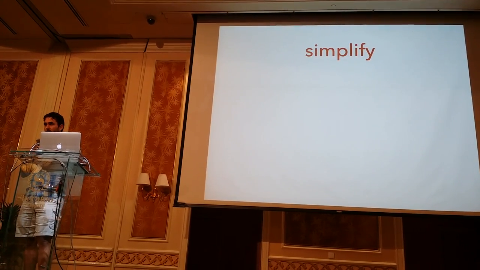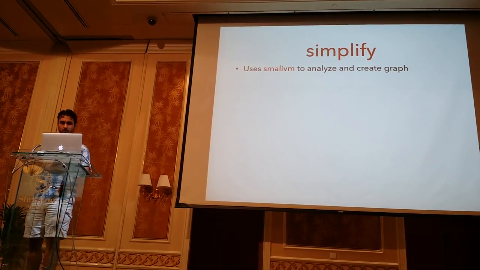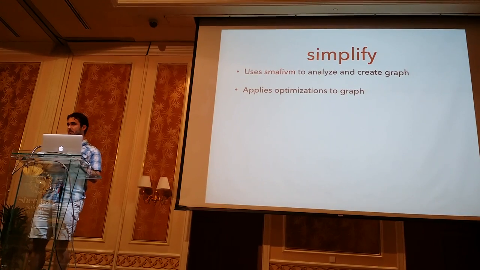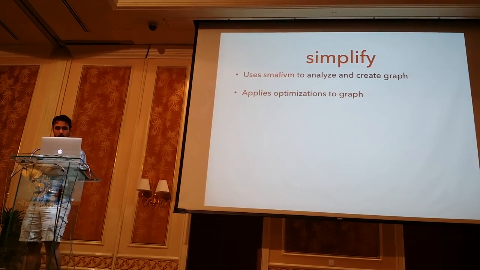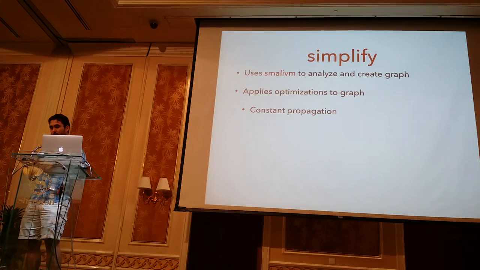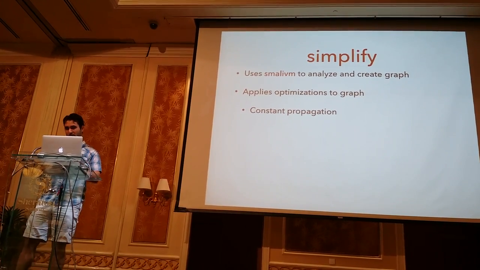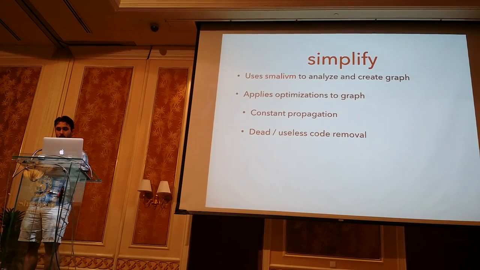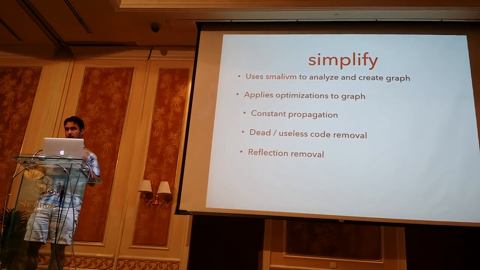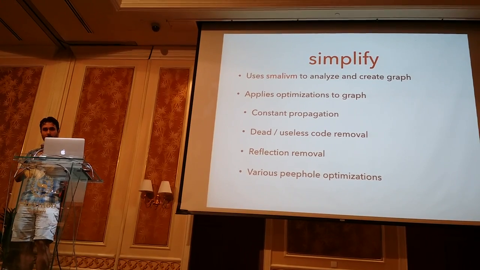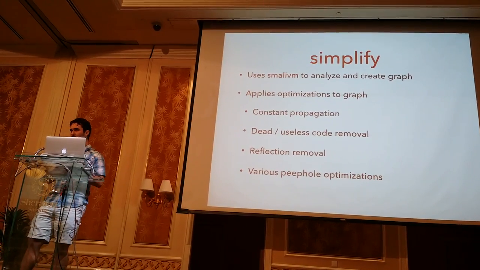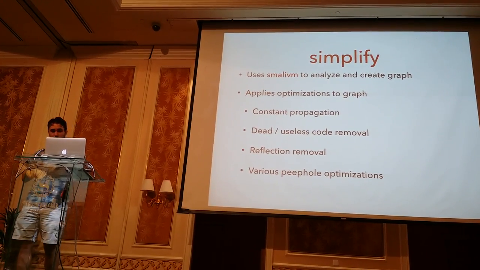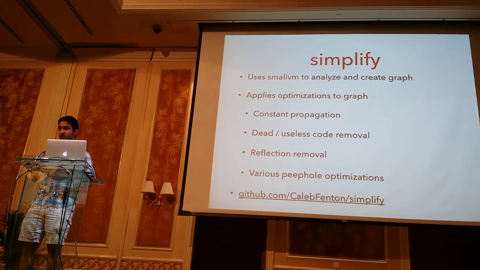And then Simplify, which is the second part of the tool. It uses SmallEVM to analyze code and create a graph, and then it applies optimizations to that graph. And the sort of optimizations, just to throw out some lingo: constant propagation, dead or useless code removal, reflection removal, so it can unreflect things. And it also does various peephole optimizations, and peephole just means one-off, hard to categorize types of optimizations. And this is the GitHub link.